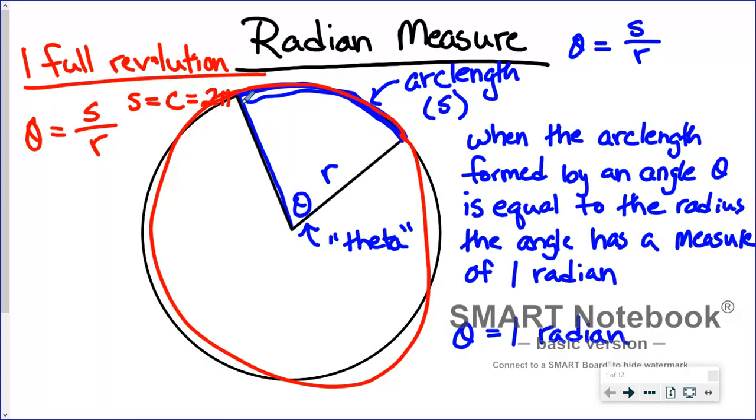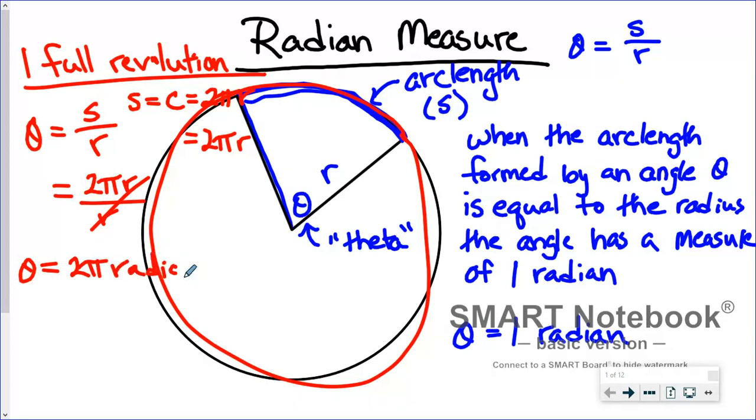It's 2 times the diameter, or 2 pi r. We typically do things in terms of radius a little bit more often. So it's 2 pi r for the circumference. Well, then I can say that my arc length here is 2 pi r over r. What happens to my r's? They cancel. So theta for one full revolution, there are 2 pi radians.